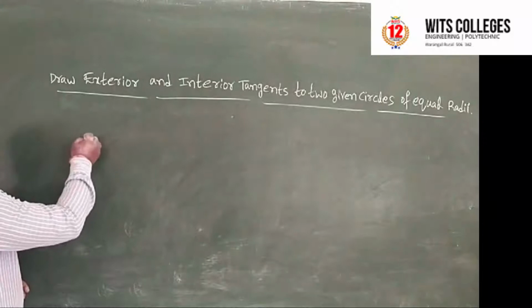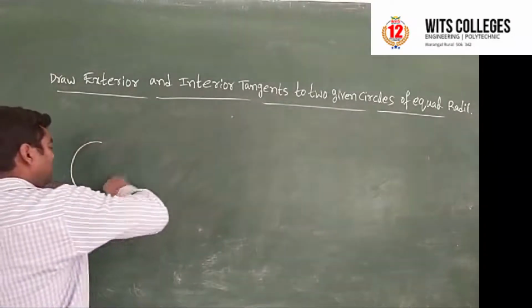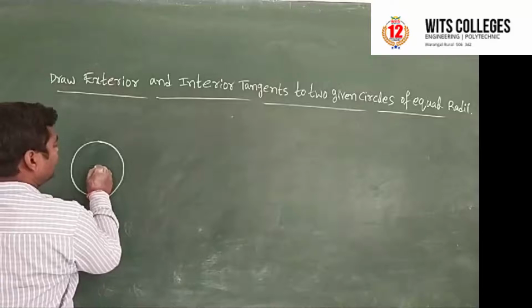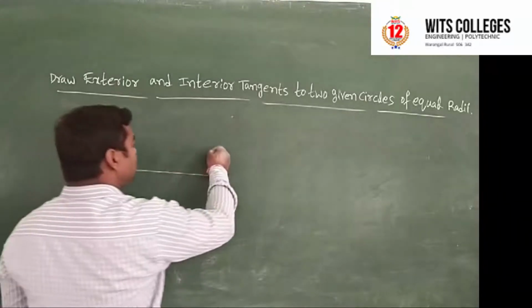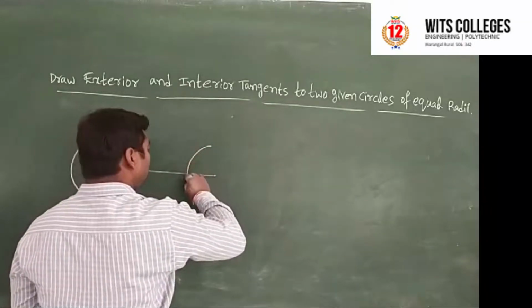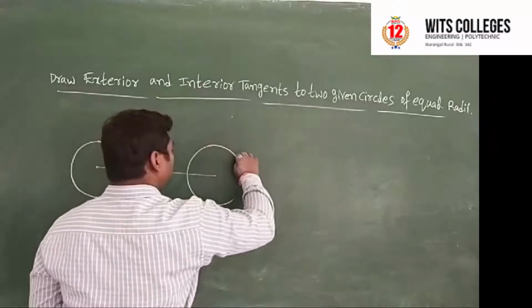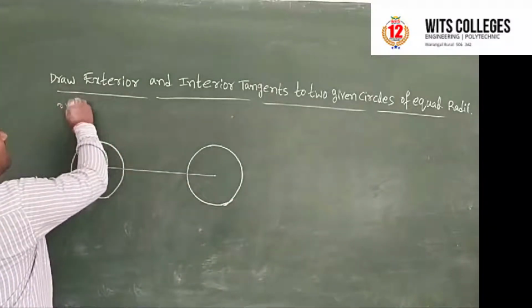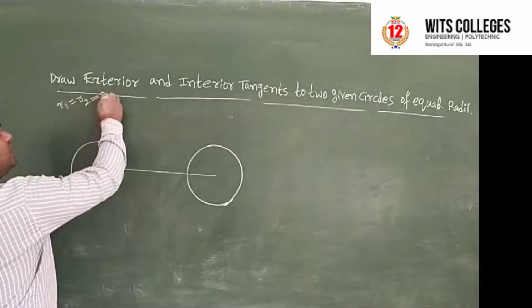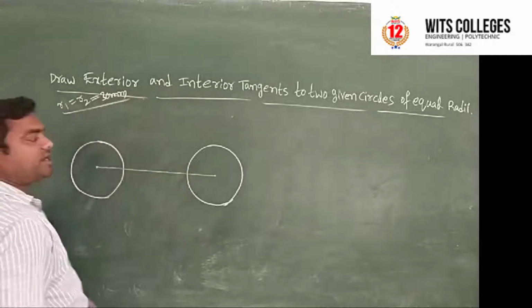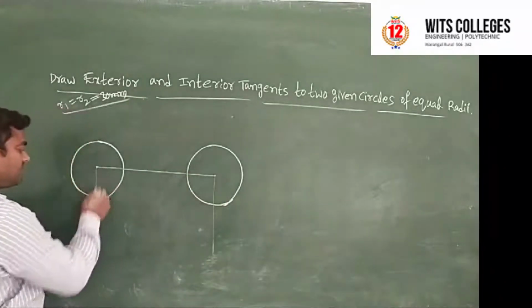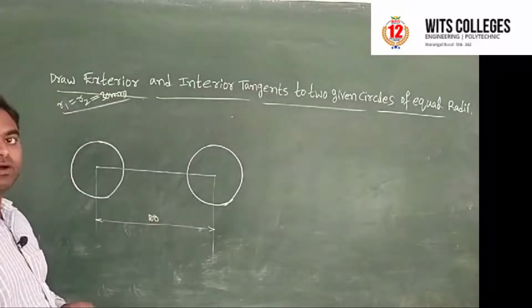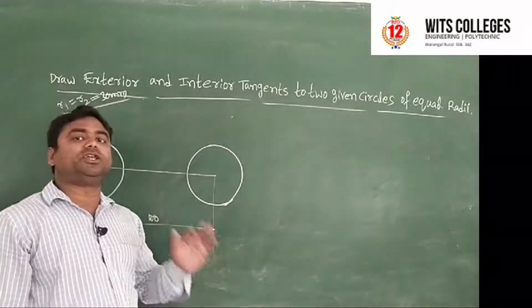So let us take two circles of radius, and the distance between the centers. Two circles of the same radius. Let us say R1 and R2 both are equal to 30 mm. Okay, two equal radius circles, and the distance between centers is equal to, say, 100 mm. Okay, so like this I would like to draw the exterior common tangent first.